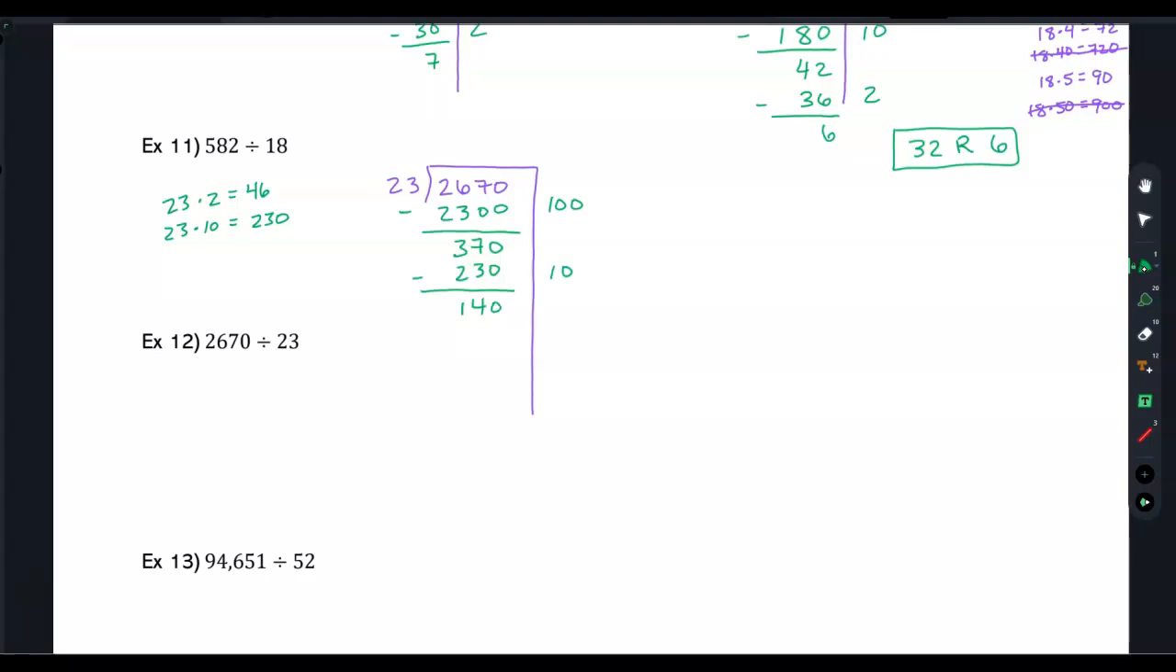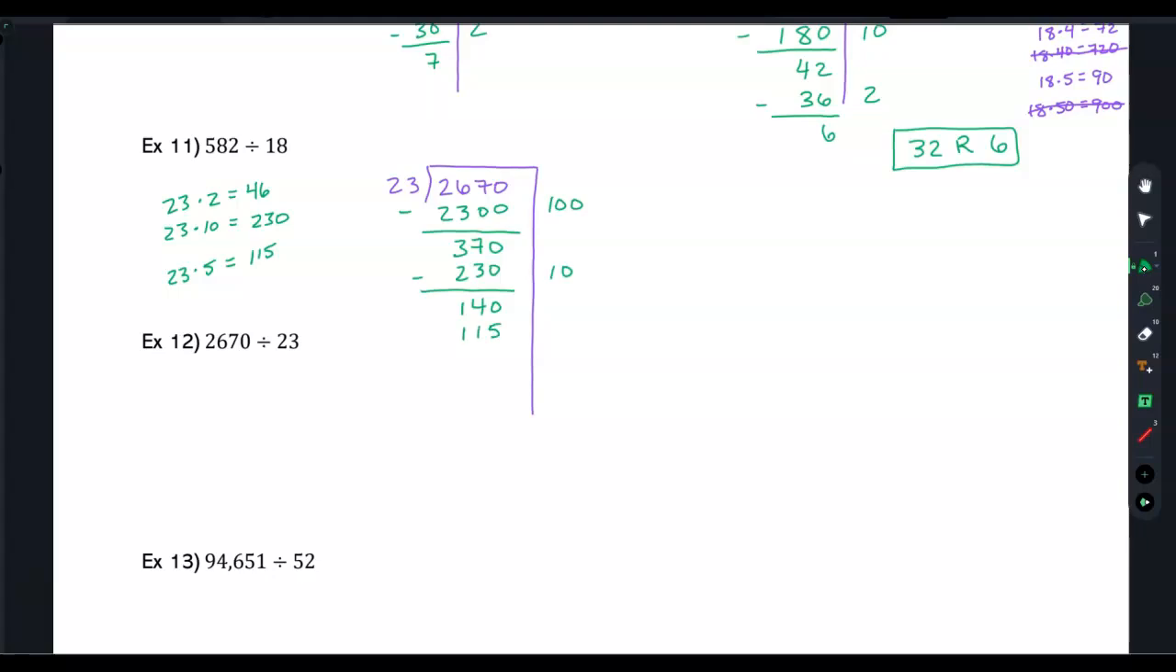Let's see, I might try to get a little closer to that. How about, let's do half. So if 23 times 10 is 230, then 23 times 5 has to be half of that. So half of 230 would be 115. All right, half of 200 is 100 and half of 30 is 15. So that would work nicely.